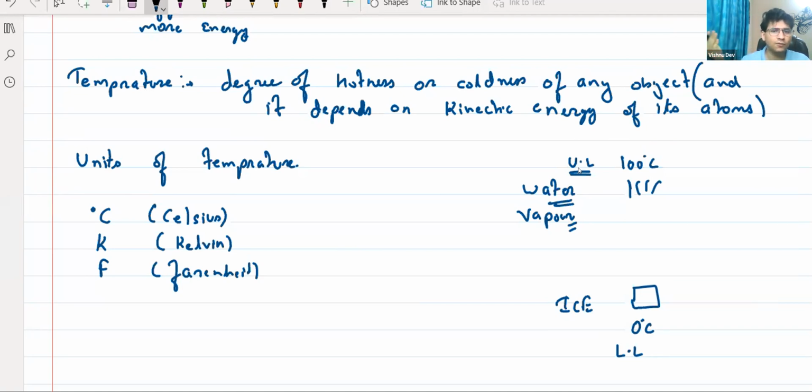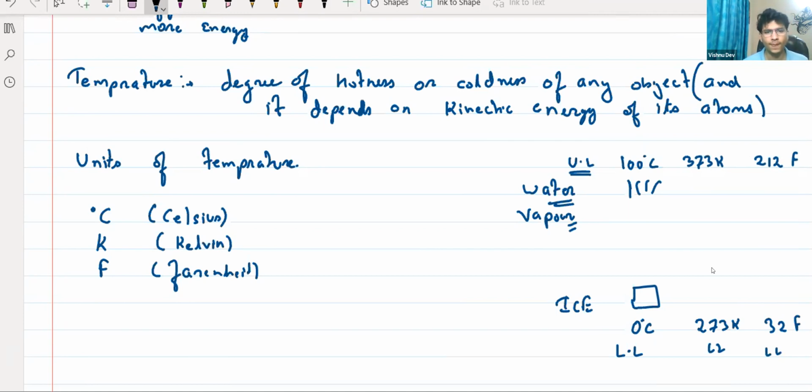Now you should answer what the lower limit and upper limit are in terms of Kelvin. The lower limit in terms of Kelvin is 273, and the upper limit is 373 Kelvin. Now, when you talk about Fahrenheit, the lower limit is 32 Fahrenheit, and the upper limit is 212. So this is something that we have to remember. I guess all of you will remember the lower limit and upper limit. Anyone have any doubt?